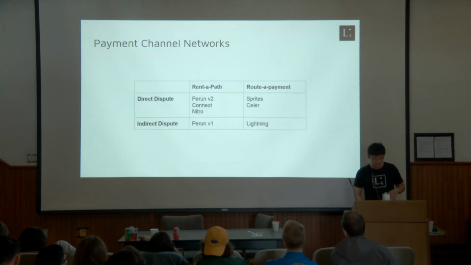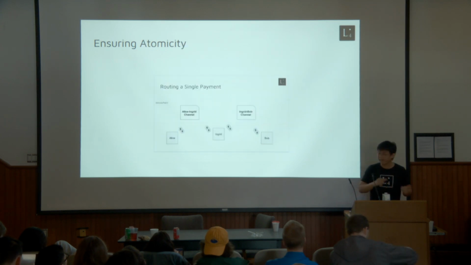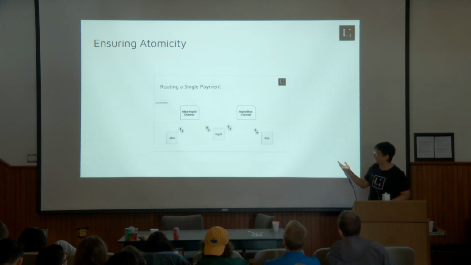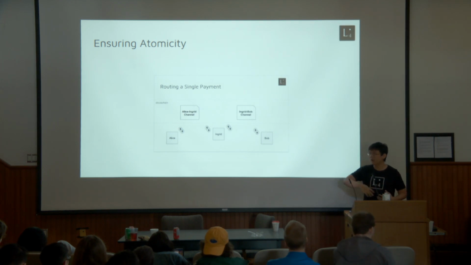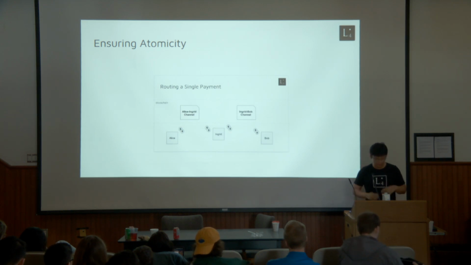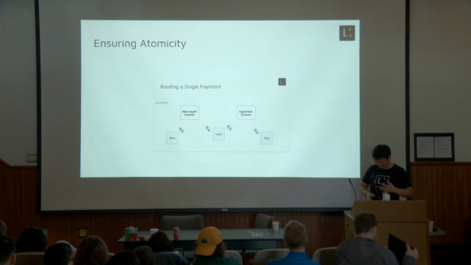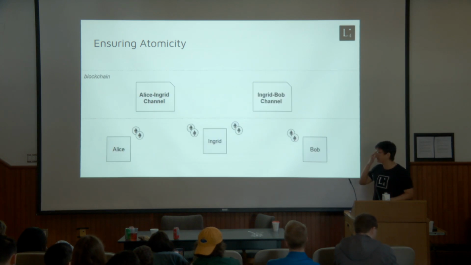So to get into this section, let's rewind back to the example that we started with, where Alice paid Ingrid 1 ETH and then Ingrid paid Bob 1 ETH. We don't actually want to do this because Ingrid can just take the ETH and be happy about it. So there must be some mechanism for which this is atomic. Either the whole chain of updates goes through or it doesn't go through. So the question is, how do we ensure atomicity of these updates?